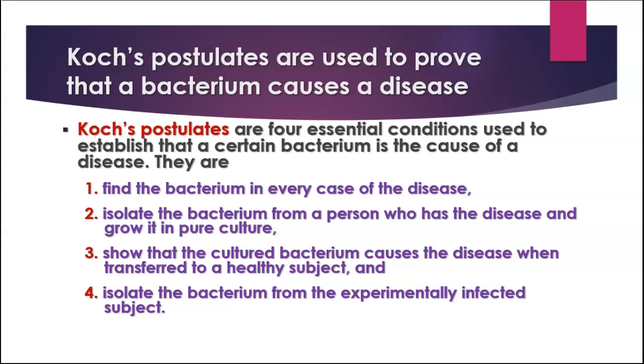He came up with a set of rules that we still use today called Koch's Postulates. These are conditions used to establish that one particular bacterium is the cause of a particular disease. So first of all, you have to be able to find that bacterium in every case of the disease. You need to be able to isolate the bacterium from a person or an animal that has the disease and grow it in pure culture.